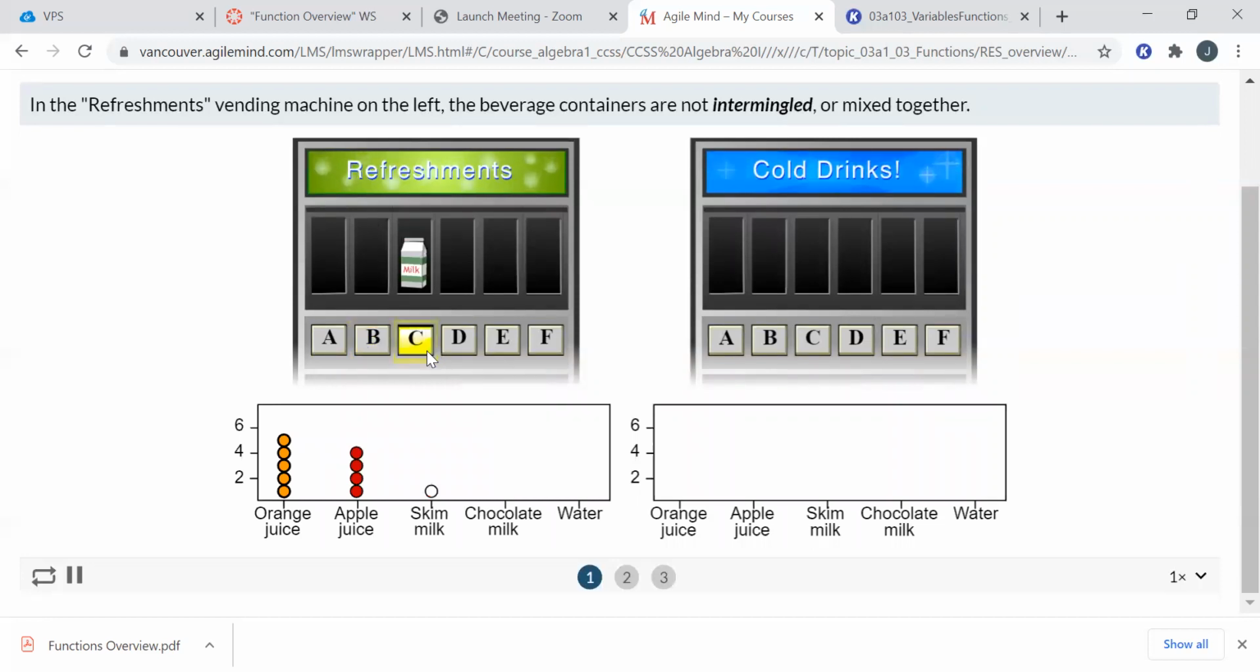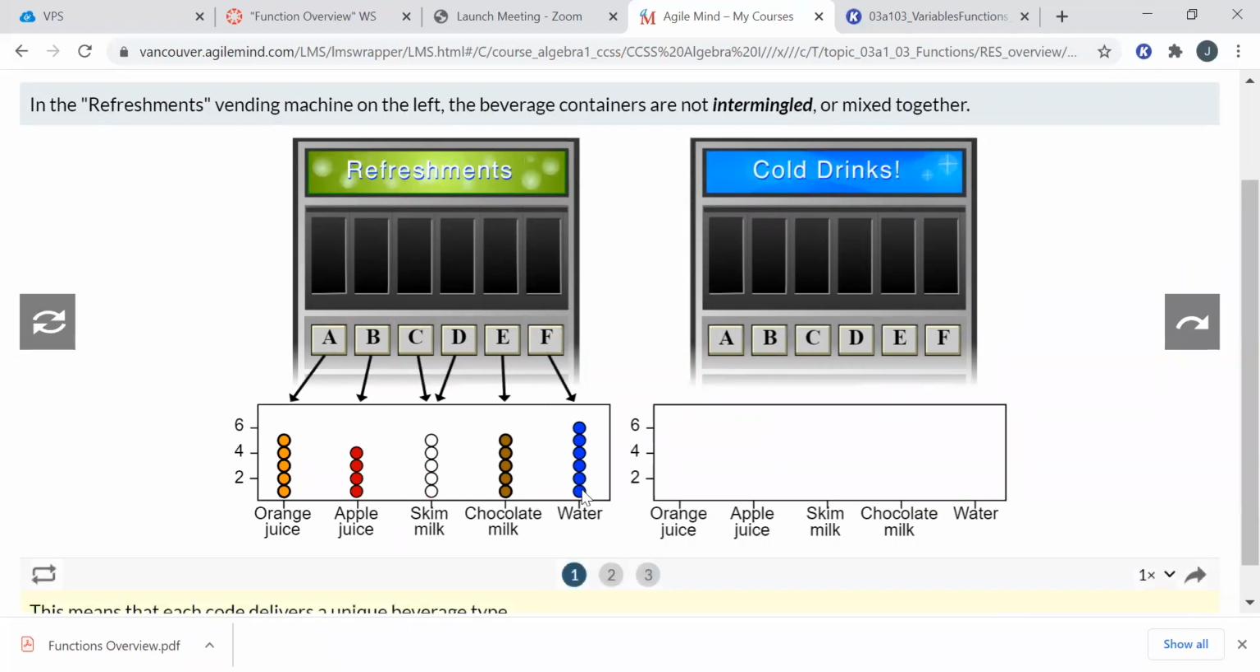If I push C, I get skim milk. If I push D, I also get skim milk. If I push E, I get chocolate milk. And I push F, I get water. So that's the refreshments one. Seems useful. Okay, so that's our first one.